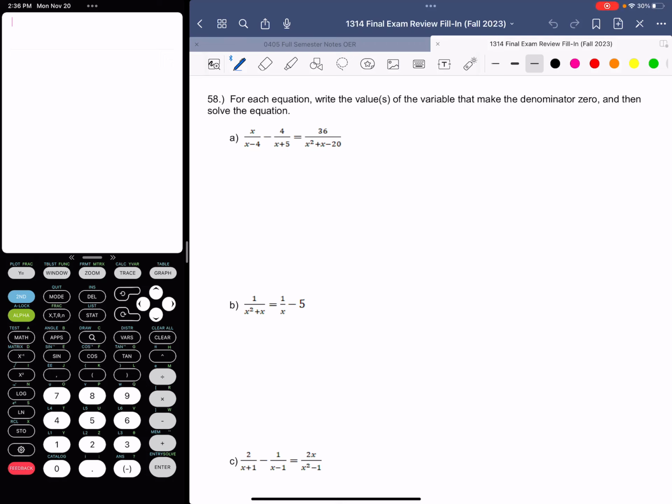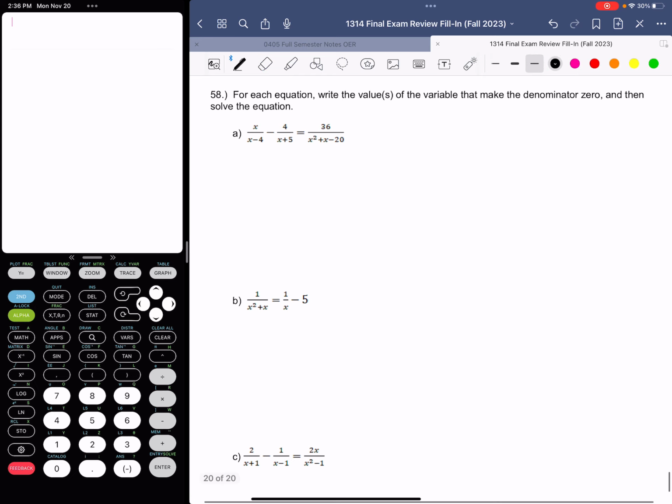All right, for question 58, it says for each equation, write the value or values of the variable that make the denominator 0 and then solve the equation. So we're looking for the restricted values. I'm just going to put RV, restricted values.